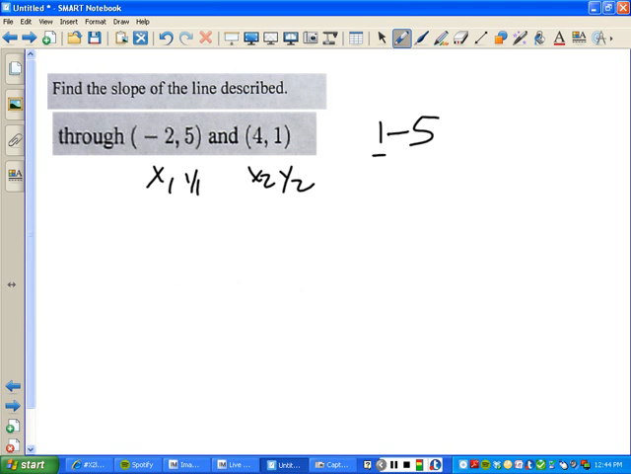1 minus 5 over 4 minus negative 2. 1 minus 5 is negative 4, over negative minus negative is positive 6. So this is negative 2/3.